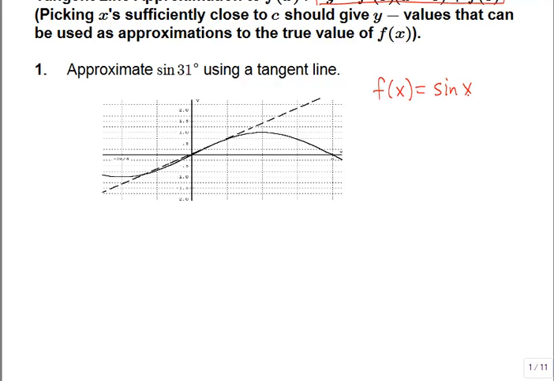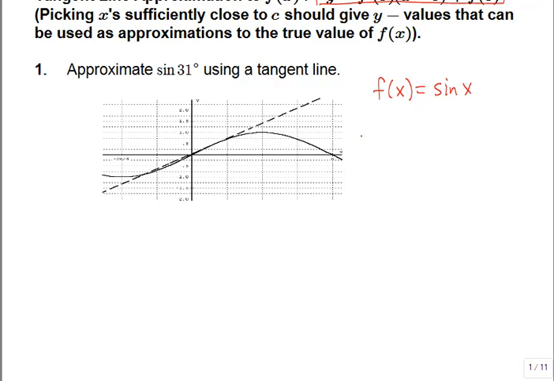Sine of x. And the point that we're looking at specifically is 31 degrees, and that's not an angle that we're used to knowing about. We don't really know what the sine of 31 degrees is off the top of our head. But is there a good angle that's close to that that we do know about? Yes, 30 degrees, or pi over 6. And when you're doing anything in calculus, it's always recommended that you use radians as opposed to degrees. So I would prefer that you change that 30 degrees to pi over 6.